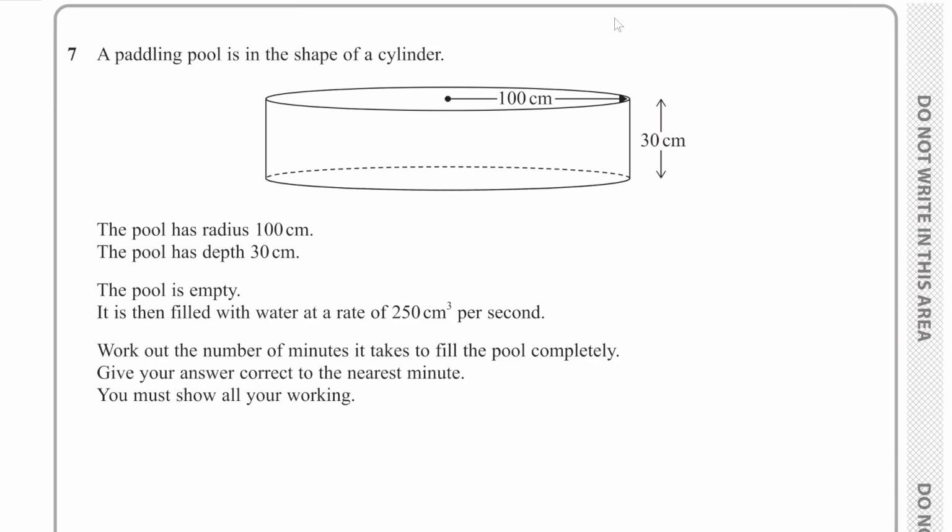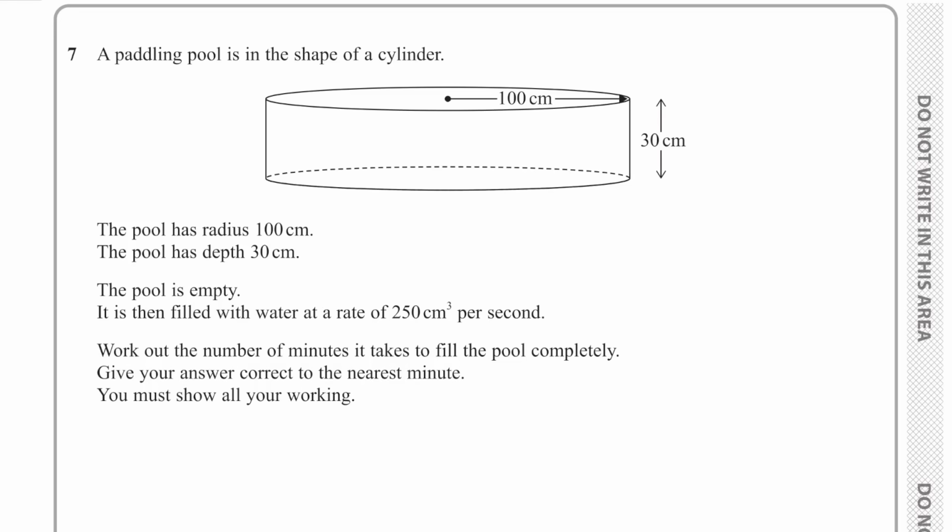A paddling pool is in the shape of a cylinder. We've got a radius of 100, depth of 30. We can see that on the diagram. It's empty and filled with water at a rate of 250 centimeters cubed per second. Work out the number of minutes it takes to fill the pool completely, filling it all the way to the top. Give your answer to the nearest minute.